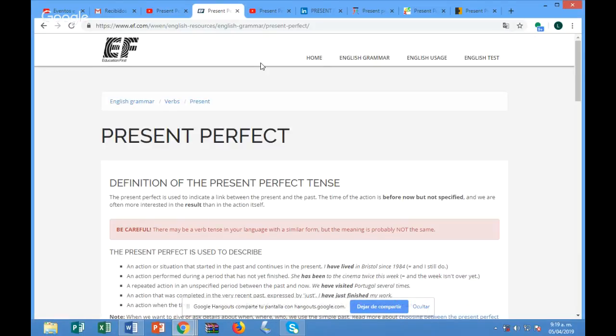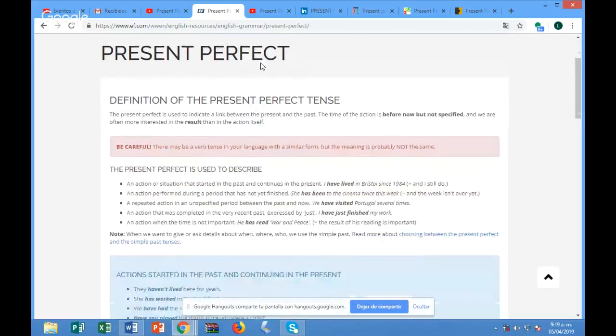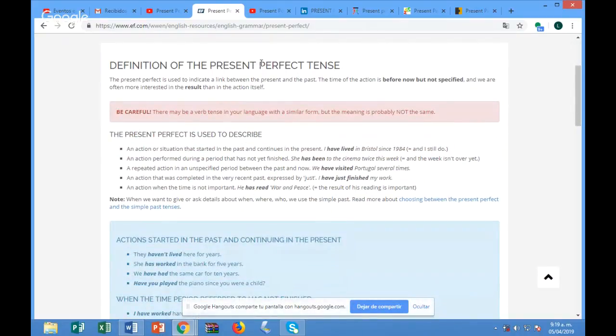So, the present perfect is used to indicate a link between the present and the past. The time of the action is before now, but not specific. And we are often more interested in the result than in the action itself. So, it means that something happened, but it's not important when. We are not concerned with when, okay?